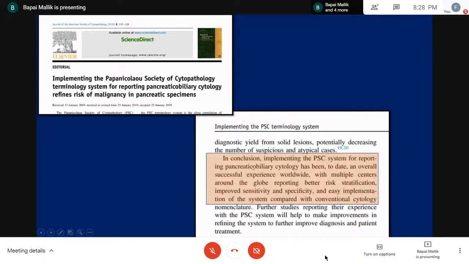Implementation of this system for reporting has been to date an overall successful experience worldwide, with multiple centers around the globe reporting better risk stratification. That's very important, because in pancreatic lesions, what you are doing in cytopathology is risk stratifying. It improves sensitivity and specificity, and the system is easy to implement compared with conventional cytology.